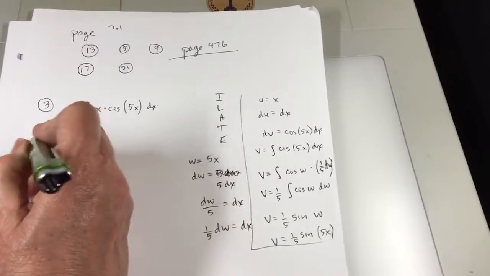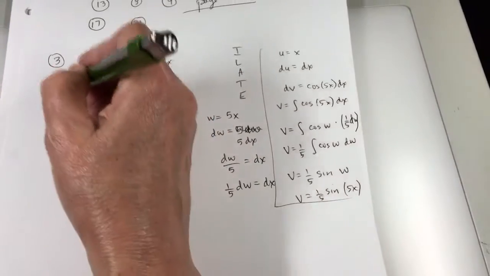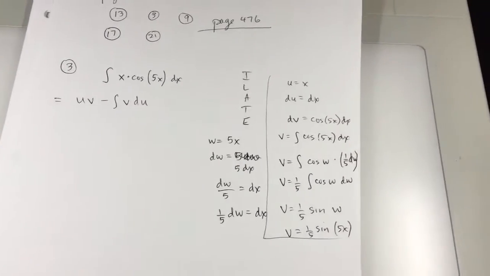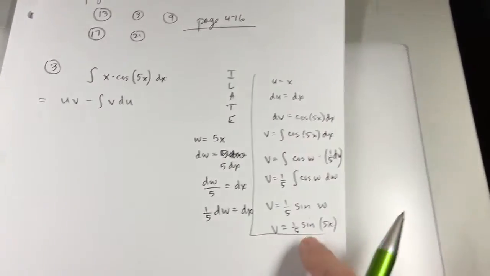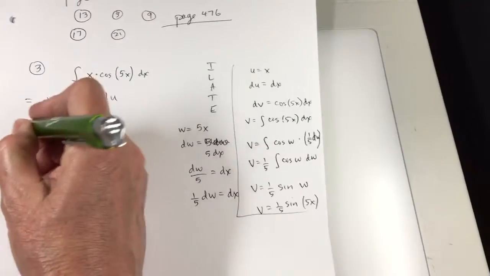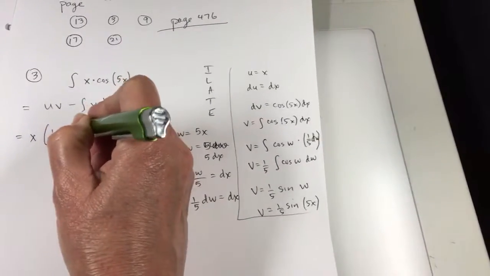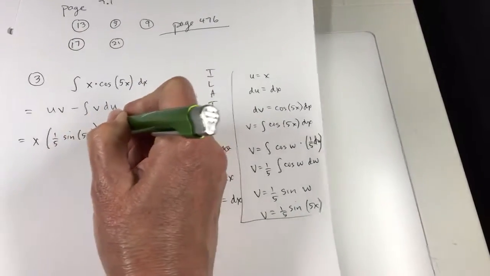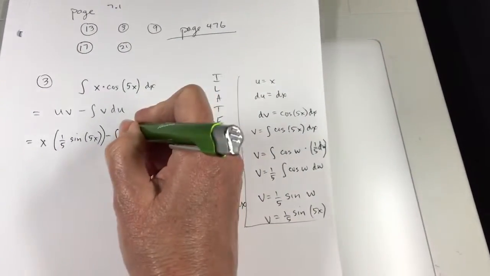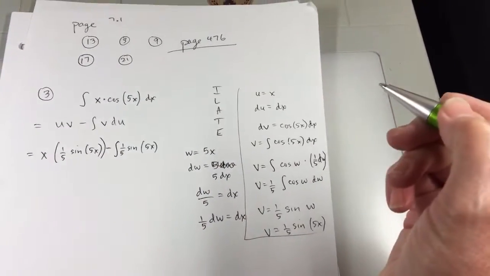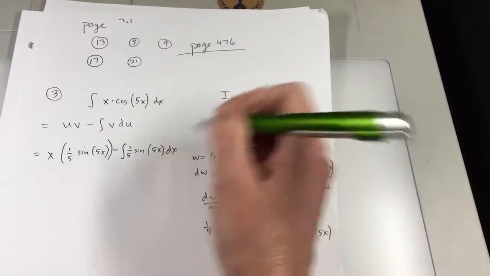So now, back to the original problem. It is going to be U times V. I'm going to write that. U times V minus the integral of V du. So U times V, x times 1/5 sine 5x, x times 1/5 times sine of 5x, minus the integral of V, 1/5 sine 5x, du, and du is dx.